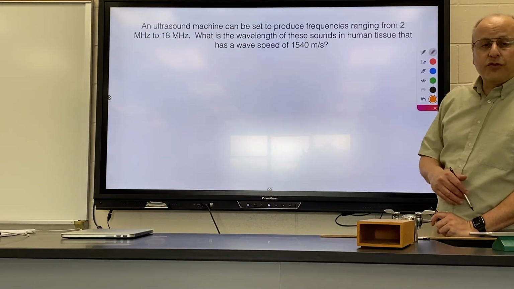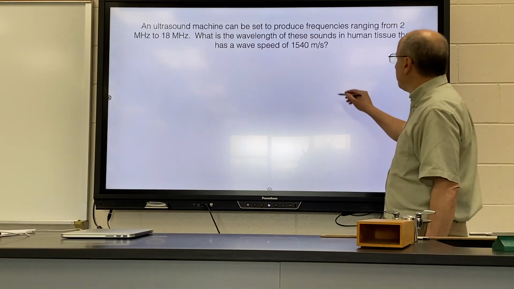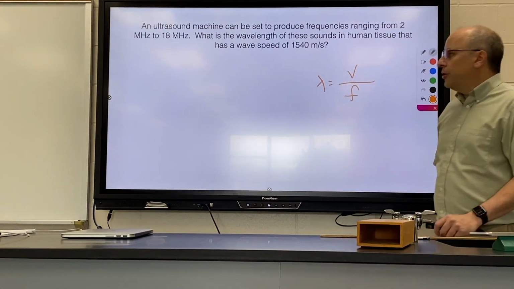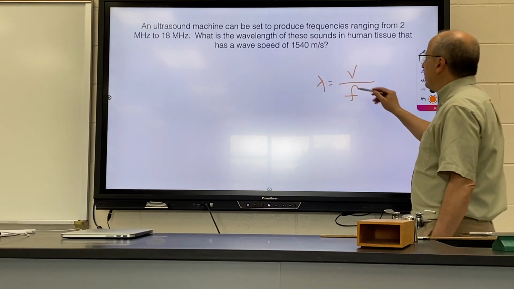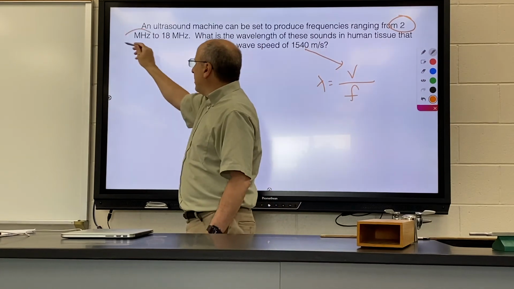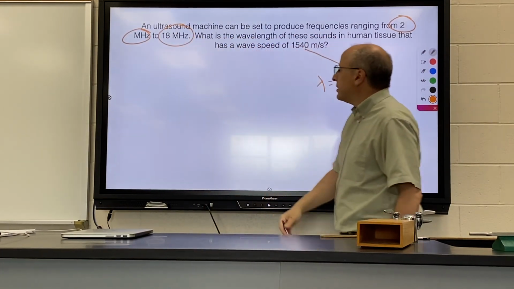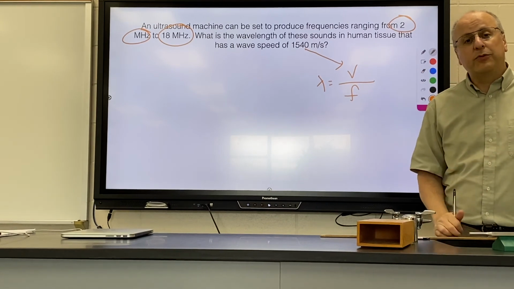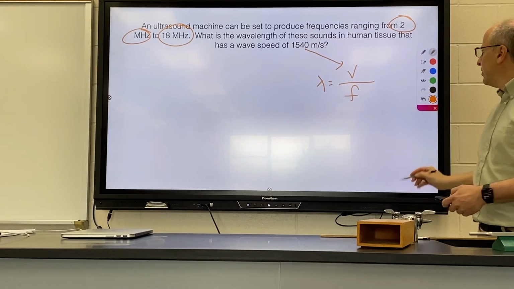The next one I'd like you to try is for an ultrasound machine. So once again, you're going to be using this formula. The speed is given to you. You're going to go from 2 megahertz to 18 megahertz. And you should find 18 megahertz producing smaller waves, which will give us a better image.